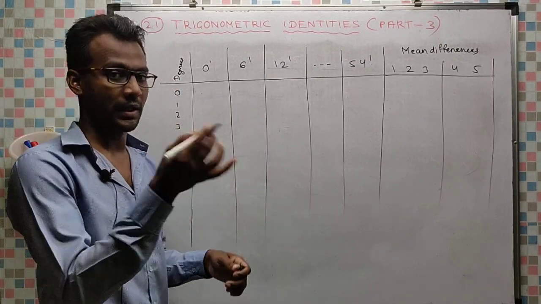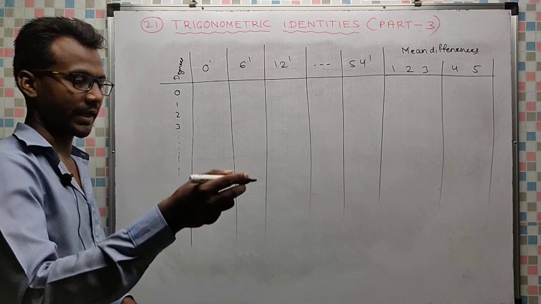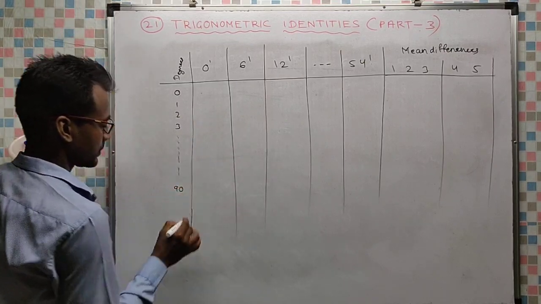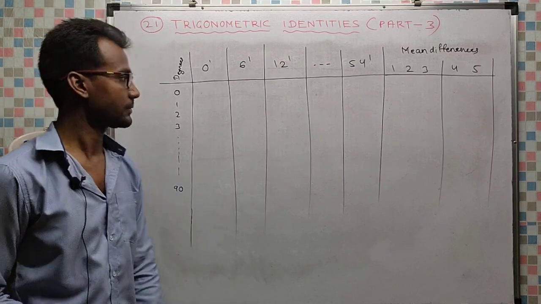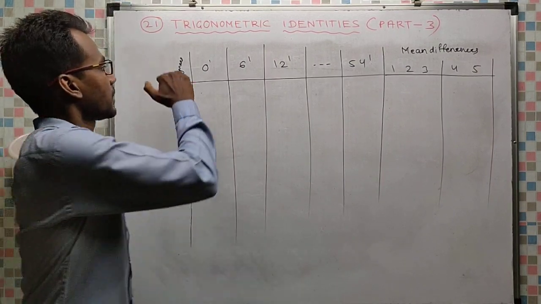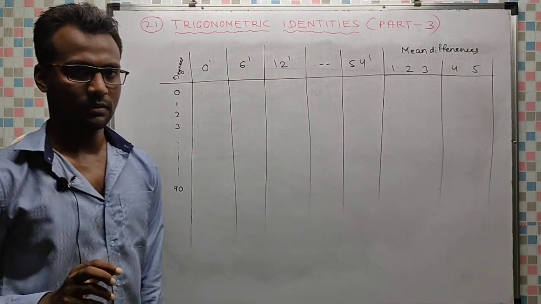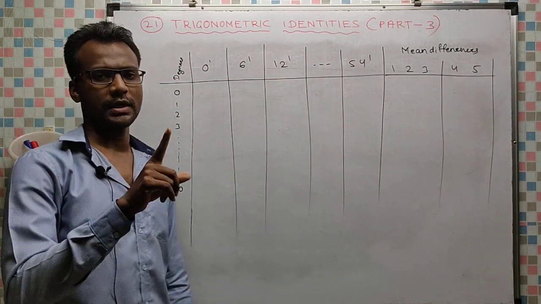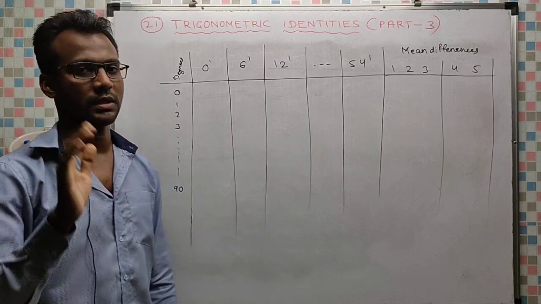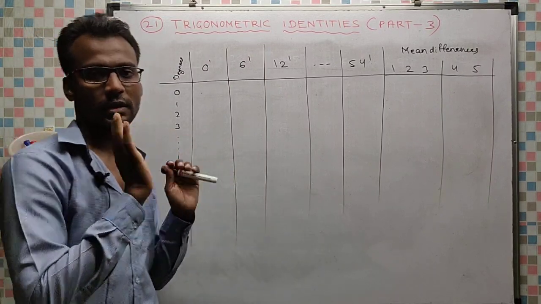If you move to the next page, the second page is also for sine. So it is still up to 90. In the first column, degrees are given. In the first row, minutes are given. And you know from lower class, 1 degree is equal to 60 minutes. Correct? 1 degree is equal to 60 minutes. Now let us see how to read the table.